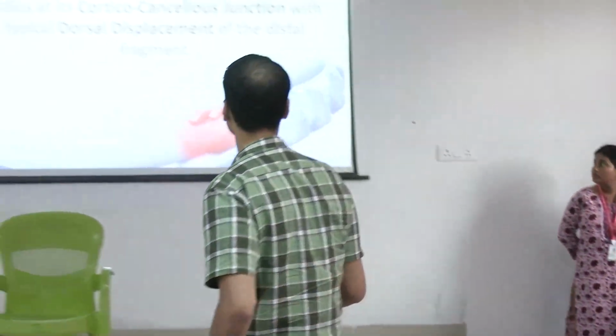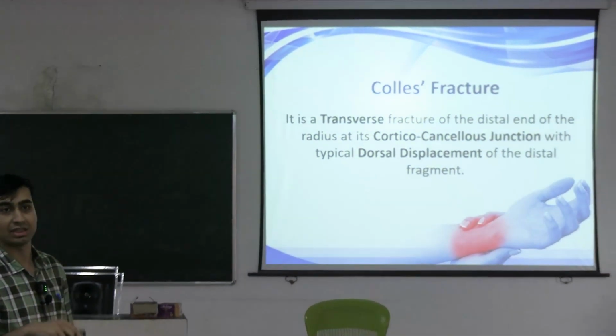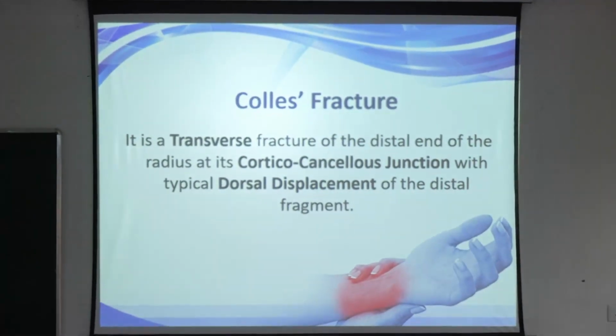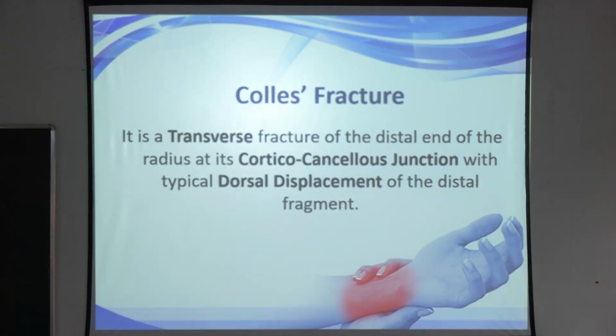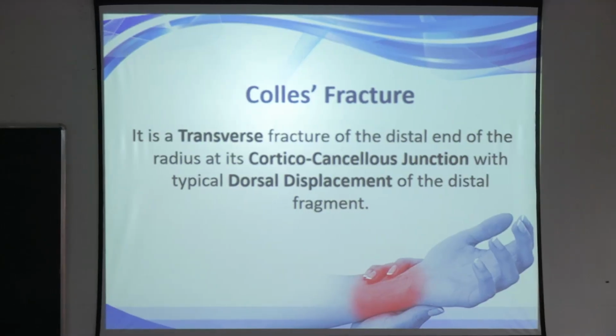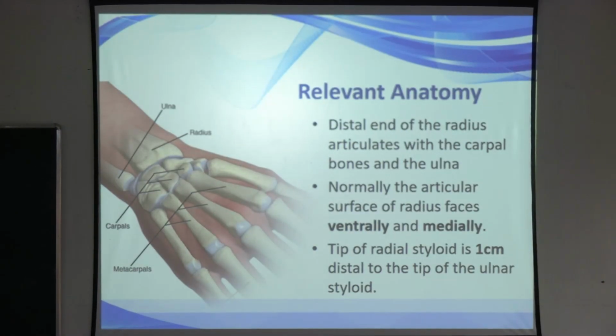Let's see if it is mentioned in the slide. So typical dorsal displacement, that is the most important thing. So that will be displaced. Now whether it is translated or not, whether it is completely displaced or not, that depends upon the energy of how the fracture is happening. Okay, let's see whether the components are mentioned.